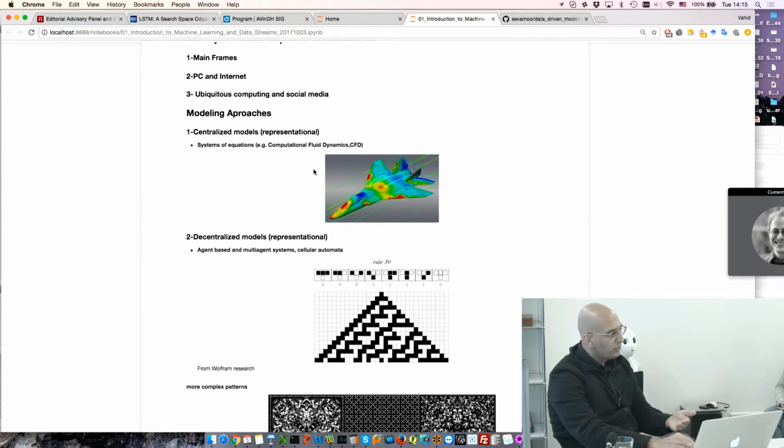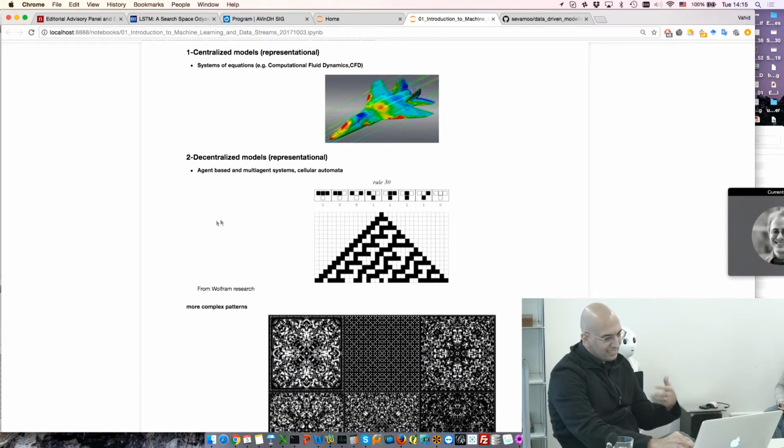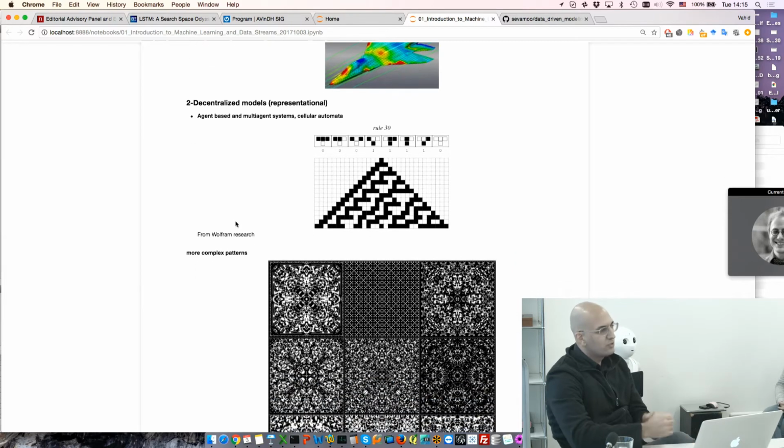You start with a rule, which is correct sometimes, but you can't simulate it. In the other cases, that is, decentralized models, you dissolve this problem, and you just say, let's think about agents.